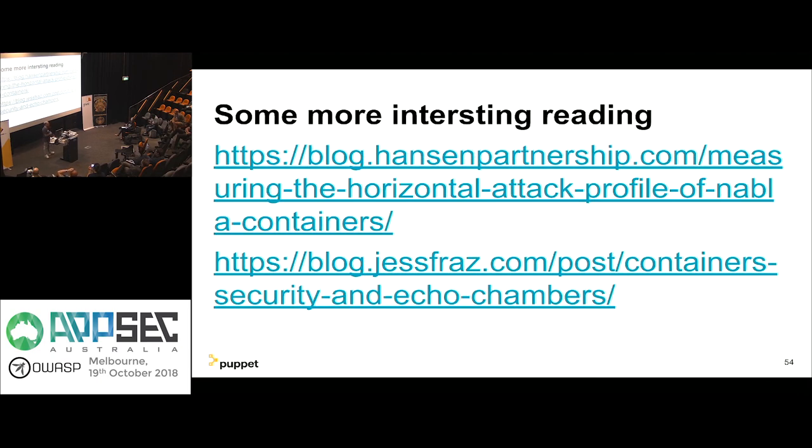Some more interesting reading. If you're really interested in kernel-level security, read the horizontal attack profile of a container. That's super interesting. It actually looks at Kata containers, Docker, and some other runtimes. And it looks at the benefits of not only the security profile, but then the overhead of running a VM and a container. So it looks at what risks you have compared to what performance hits you get. And there's a whole heap of stuff. Then there's Jess Frazelle's blog about containers as well. That's a really good one.